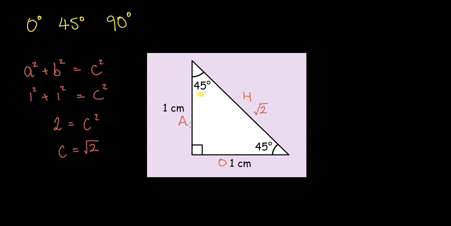And now because I've got the sides and the angle, so I've got all three of my values, I can work out the exact value when I put 45 into sine, cos, and tan. So first of all, let's write out SOHCAHTOA.